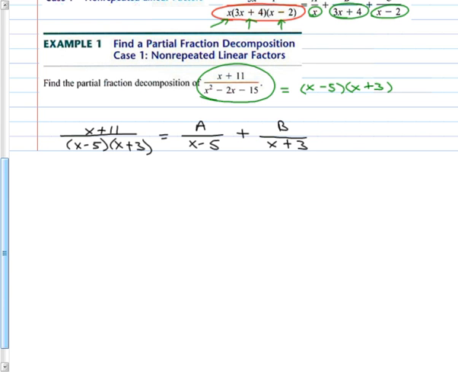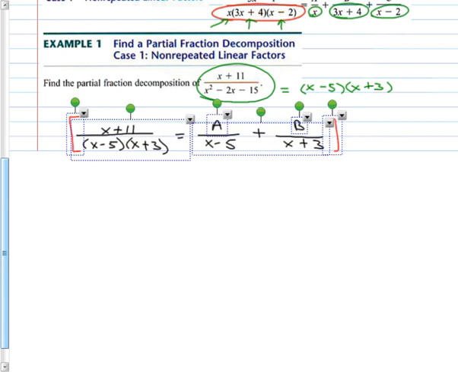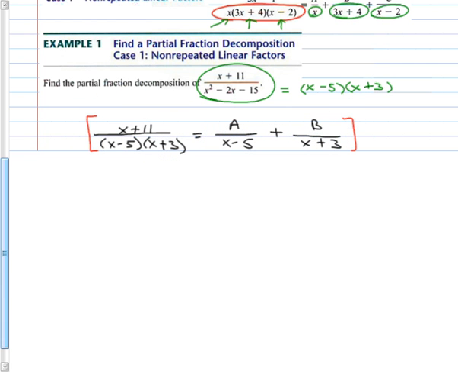Then we have written an equation here. This original fraction is supposed to equal the sum of these other two. Then we are going to multiply both sides by the least common denominator. Now, the least common denominator is always going to be the denominator of this first thing. x minus 5, x plus 3.